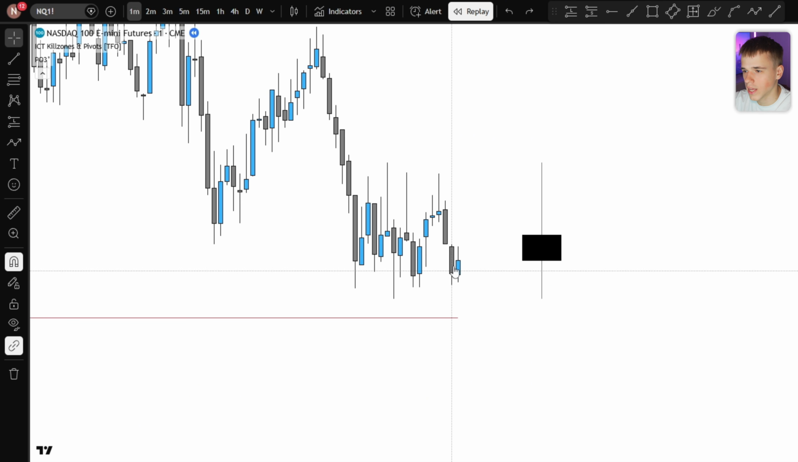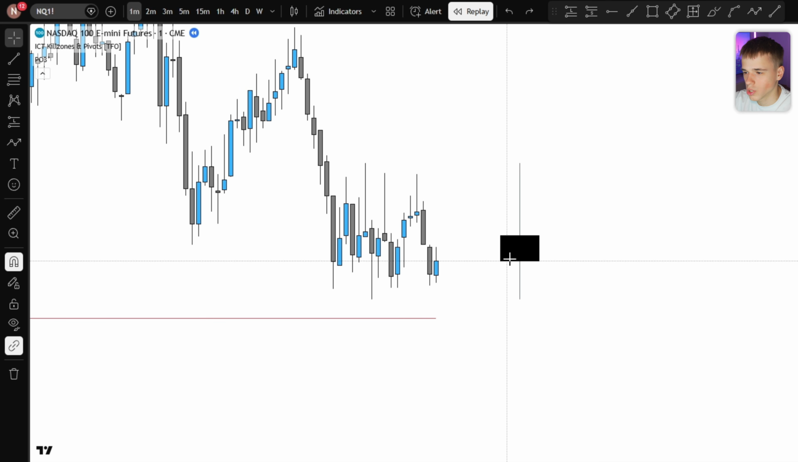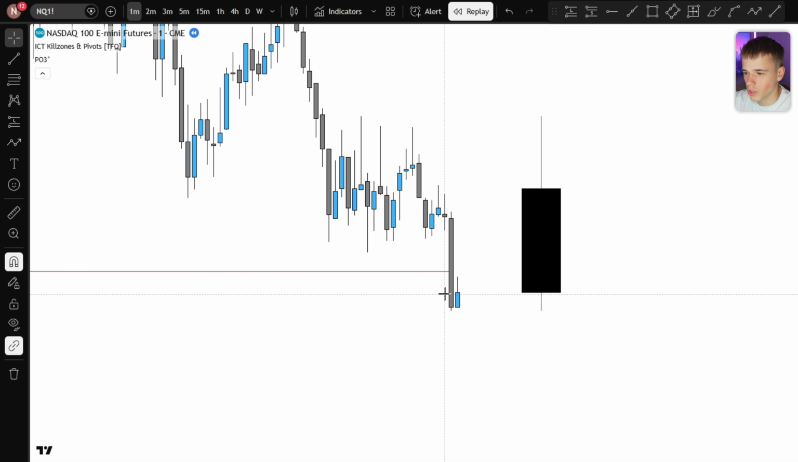We do not want to see a candle manipulating to the upside and then expanding to the downside for us to start looking for the entry. So we want to see a manipulation first, and then an expansion towards the upside. For example, if I fast forward the market, you can see that right now we expanded towards the downside, so we never manipulated to the upside, we just first manipulated to the downside.